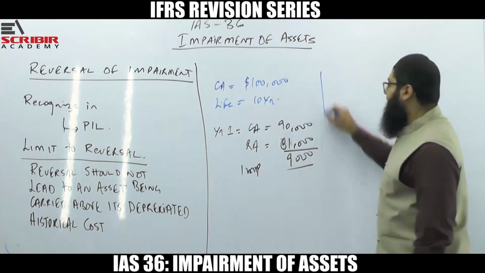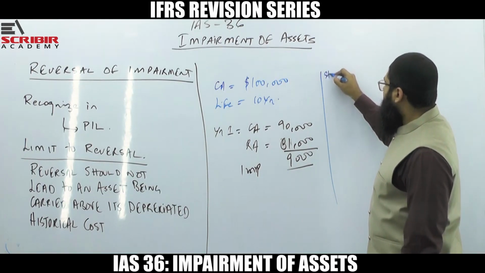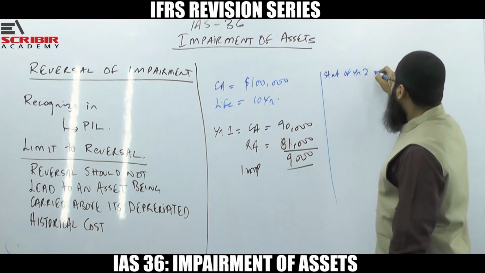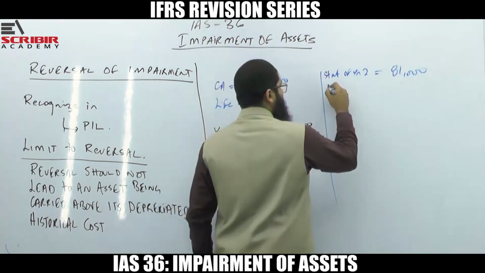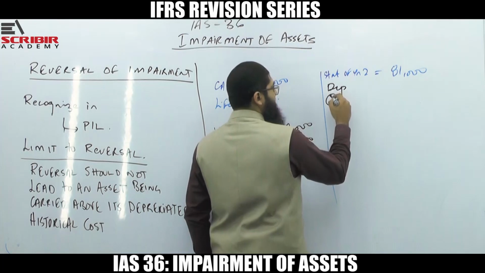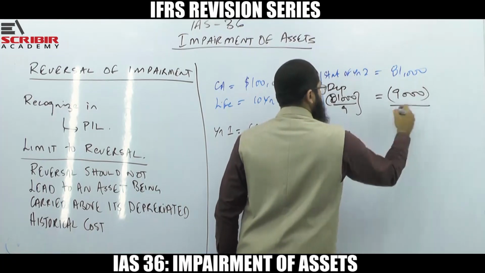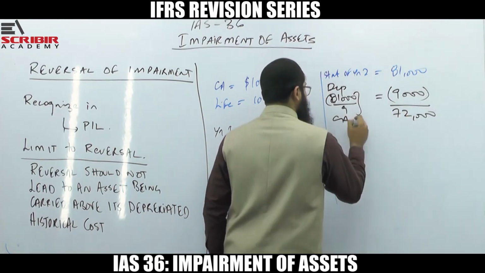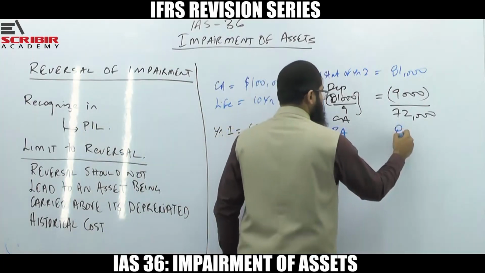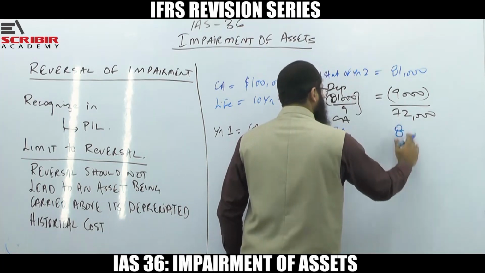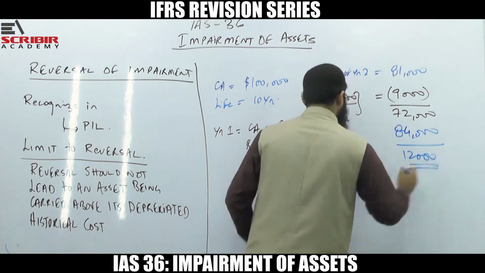What happens is, at the start of year 2, the carrying amount of the asset has become 81,000. The depreciation that we are going to recognize is now going to be 81,000 divided by the remaining life of 9 years. So this is going to be 9,000. Resultingly 72,000 is going to be the carrying amount. Now we are being told that the recoverable amount of the asset is 84,000. So that means there is a reversal of 12,000.